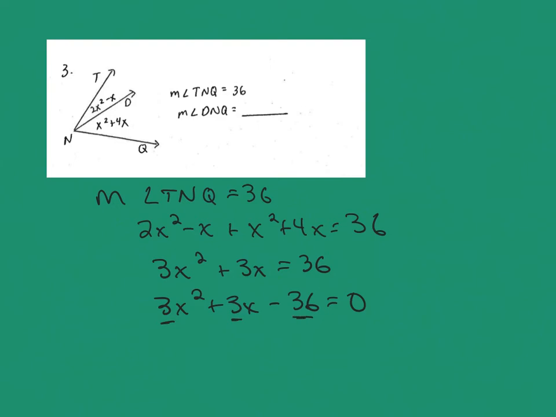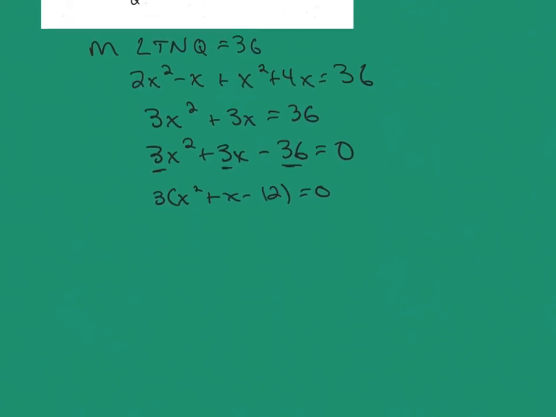So if we factor that out, we have 3 times x squared plus x minus 12, and we can divide both sides by 3, giving us x squared plus x minus 12 equals 0. Well, hopefully you recognize that the factors of 12 that have a difference of positive 1 are x plus 4 and x minus 3. So using the zero product property, x equals negative 4 or 3.